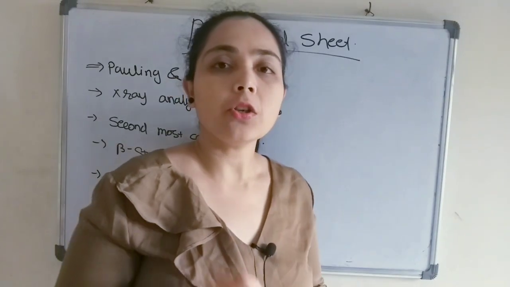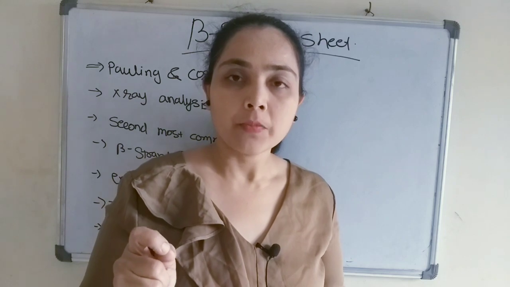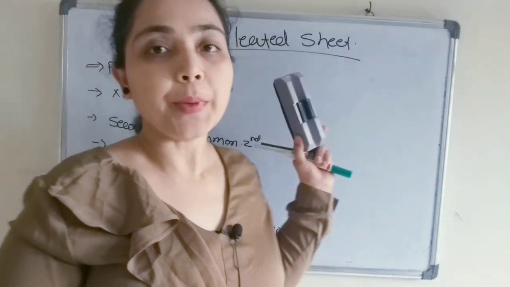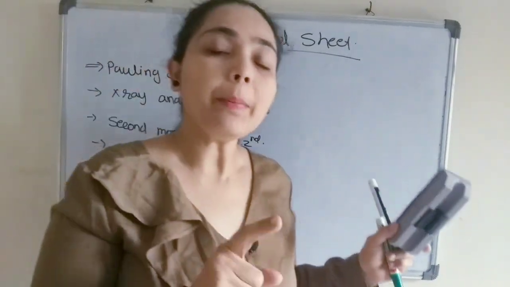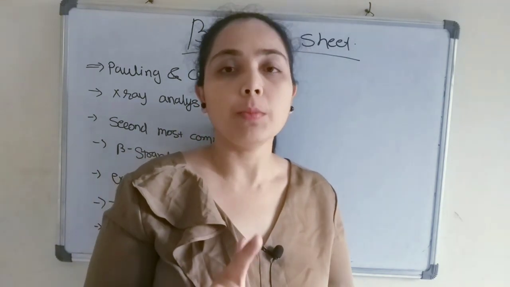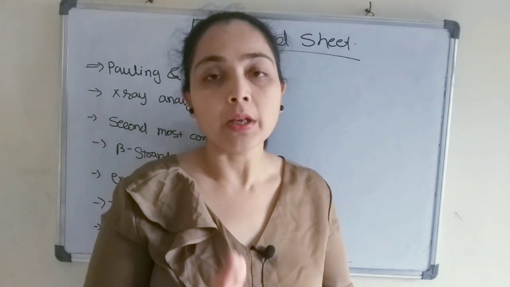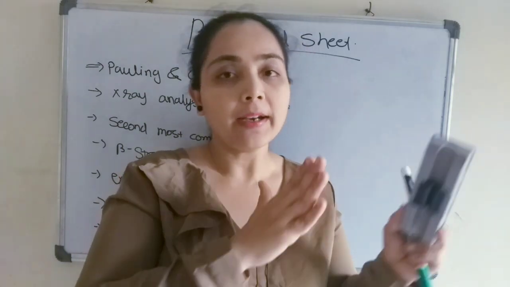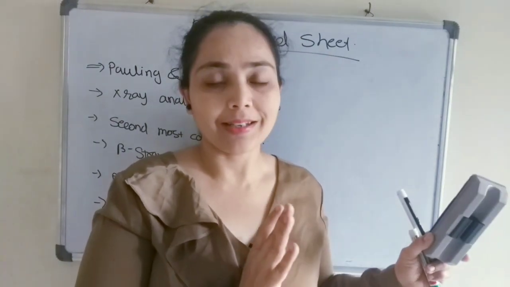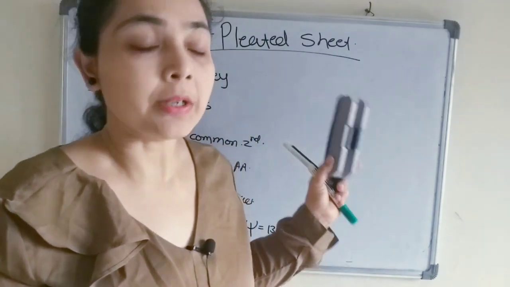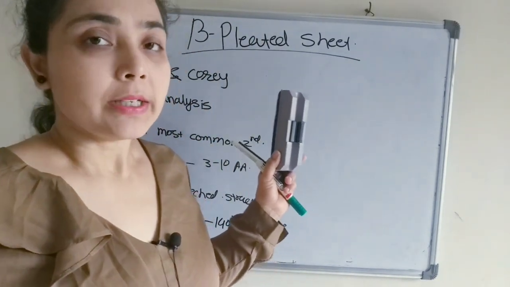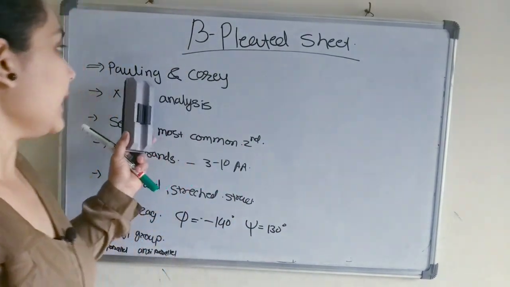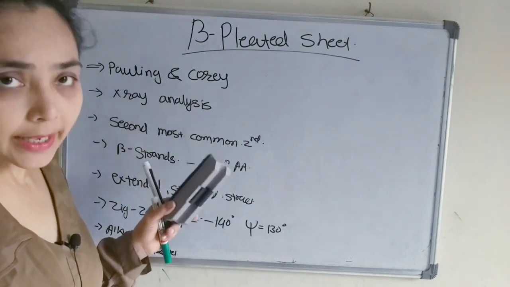Let's continue our discussion on the secondary structure of the protein. Today our topic of discussion is the beta pleated sheet. The beta pleated sheet is the second most common type of secondary structure of the protein. The first, and the most common, secondary structure is the alpha helix, which we had discussed in detail in the last class. Today we will see the beta pleated sheet. It was also discovered by the scientists Pauling and Corey by X-ray analysis.